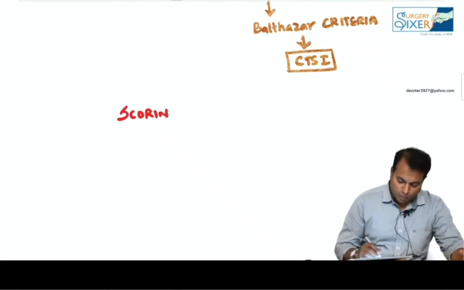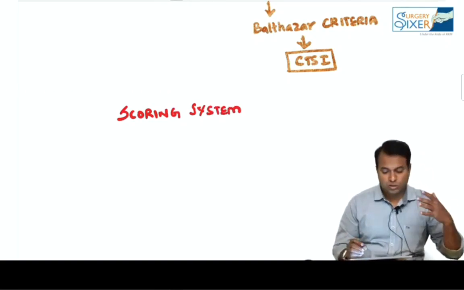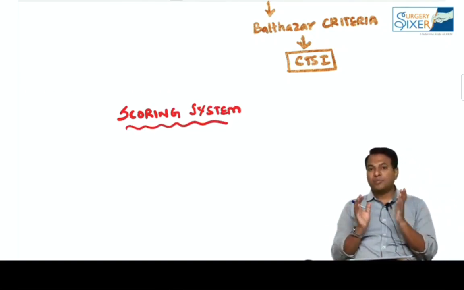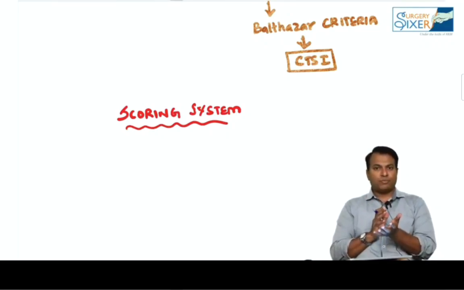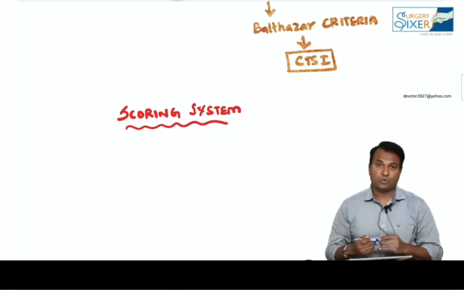So scoring systems are very important in acute pancreatitis. If you ask me what is the worst condition to treat as a surgeon, I will immediately say acute pancreatitis. Usually I will never treat acute pancreatitis in my hospital because it is like managing a cobra snake. The cobra can either bite you or bite the patient. So either the patient may die or you may die because of the patient's death. So it is very dangerous to manage acute pancreatitis.